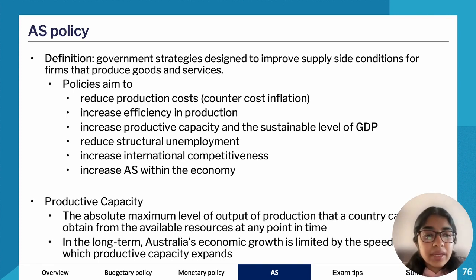Okay, quick meaning of productive capacity, because that's a really important concept when it comes to aggregate supply policies. So productive capacity, that's your absolute maximum level of production that any country can achieve from the available resources. So in the long term, Australia's economic growth is limited by our productive capacity. So if we're not able to expand our productive capacity, we cannot achieve sustainable economic growth.